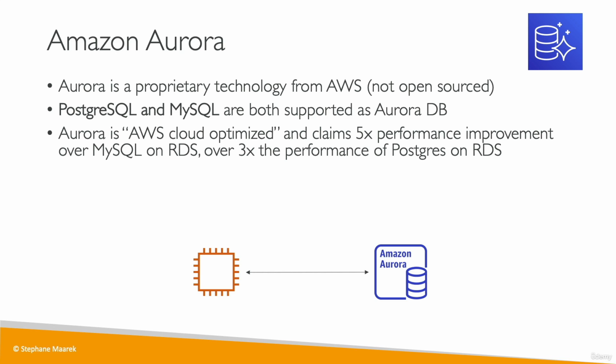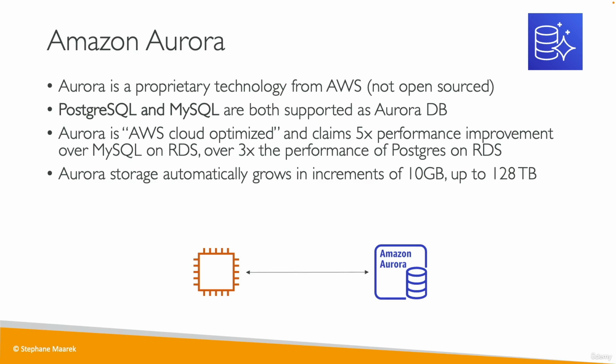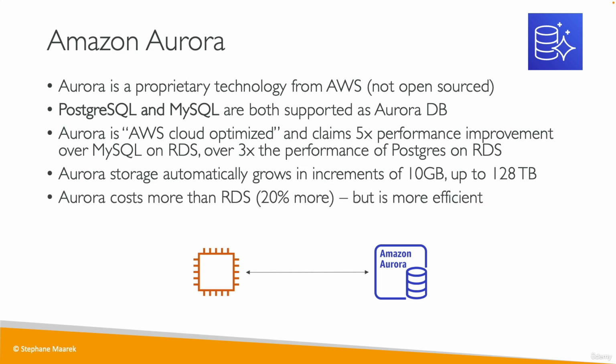On top of things, we don't need to worry about the storage of an Aurora database because the storage will grow automatically in increments of 10 gigabytes up to 128 terabytes. Even if Aurora is going to be more expensive than RDS, about 20% more, it's going to be more efficient, and so it should be more cost effective. Finally, Aurora is not something that's included in the free tier of AWS, but RDS is, okay?